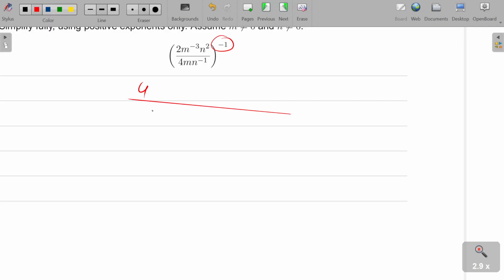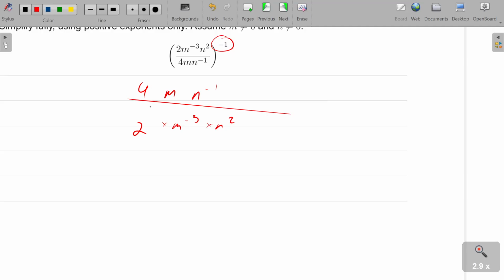So I'll have 4 over, and then there was an m to the power of 1 over here. It's going to stay m to the power of 1 at the top. N to the power of negative 1 over here, it's going to stay n to the power of negative 1 at the top. And then same procedure with the 2 goes to the bottom times m to the power of negative 3 times n squared. Okay, and that's basically that.